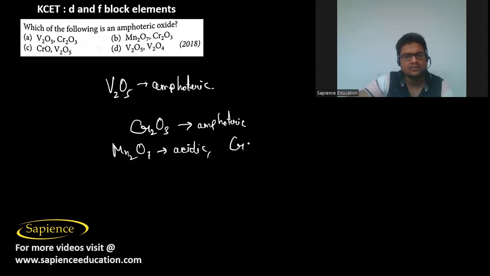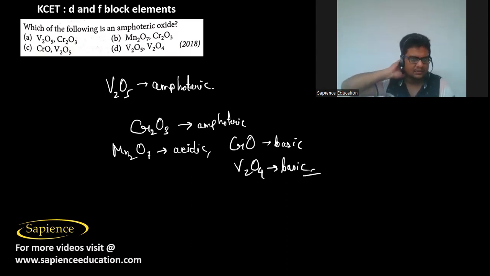and CrO, chromium oxide, is a basic oxide, and then V2O4 is also a basic oxide. So it means that V2O5 and Cr2O3 are amphoteric oxides, so option A is the correct answer.